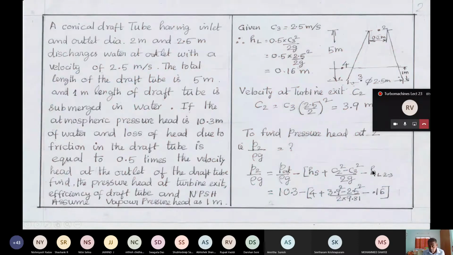So I substitute there: the atmospheric pressure head is 10.3 minus Hs, the height of the draft tube above water, that is 4 meters. Then this kinetic energy difference, velocity head difference, minus the head loss from 2 to 3. Remember, head loss from 2 to 3 was given as a fraction of the velocity head at exit, 0.5 times C3 square by 2g.